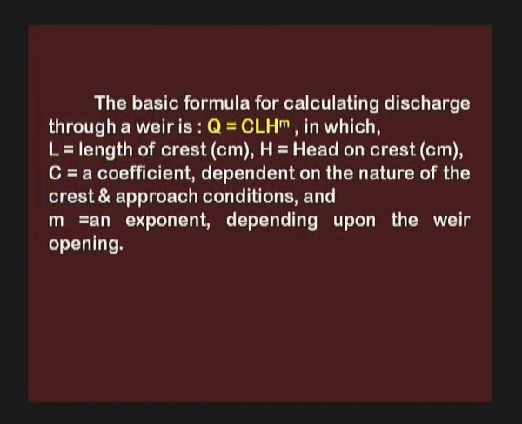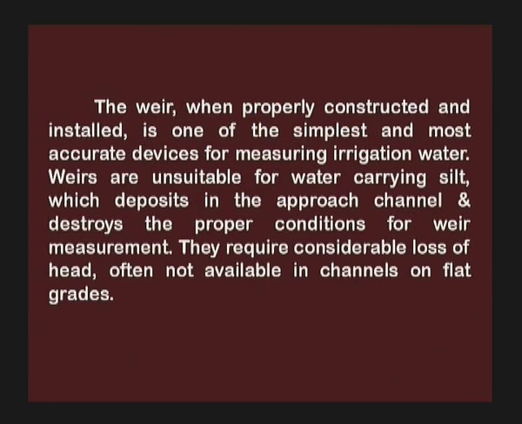The basic formula for calculating discharge through a weir is Q = C × L × H^m, in which L is the length of crest in centimeters, H is the head on crest in centimeters, C is a coefficient dependent on the nature of the crest and approach conditions, and m is an exponent depending upon the weir openings. The weir, when properly constructed and installed, is one of the simplest and most accurate devices for measuring irrigation water.